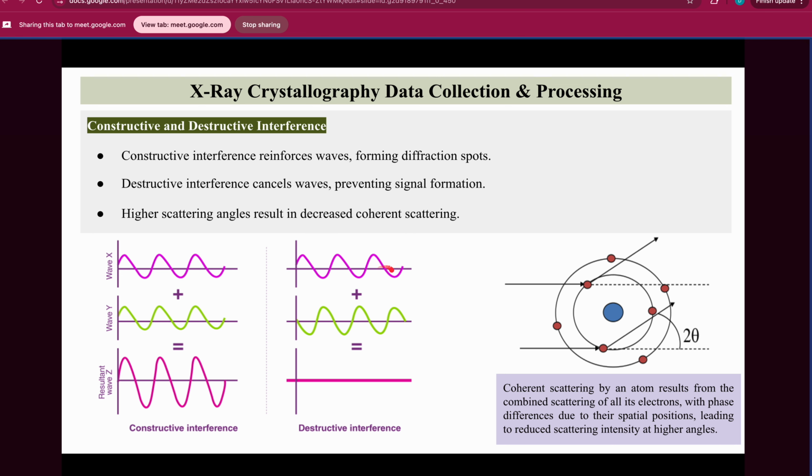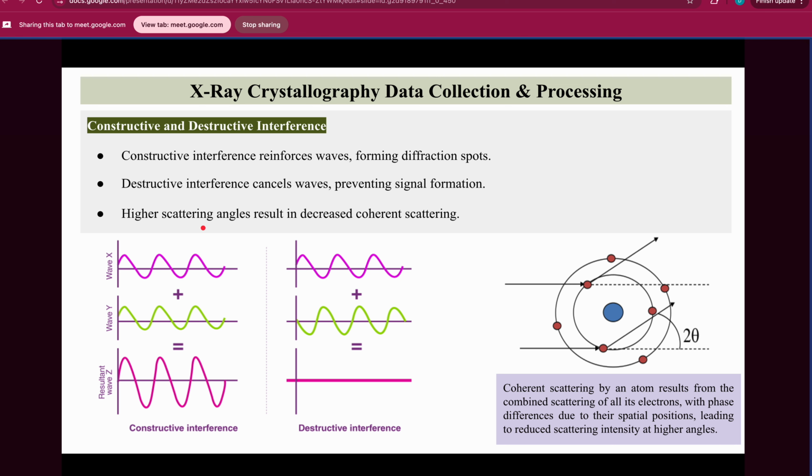Whereas if they are out of phase or they are not in the same phase, for example, in this case it is negative, whereas at the same position it is positive. So they are in different phases. So they will cancel out the effect of each other, and this will generate a destructive interference, which will prevent the signal formation. So for our case, we want that the waves which are generated should be coherent and should be in phase, and there should be constructive interference.